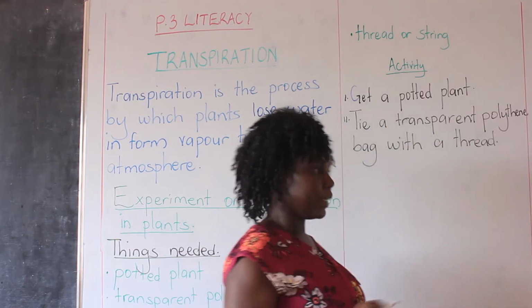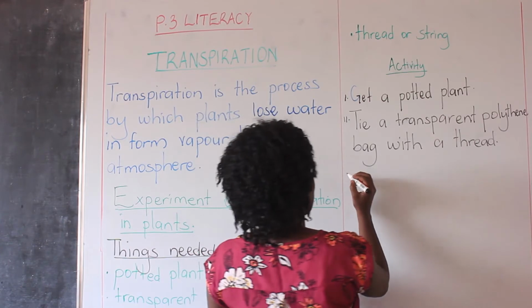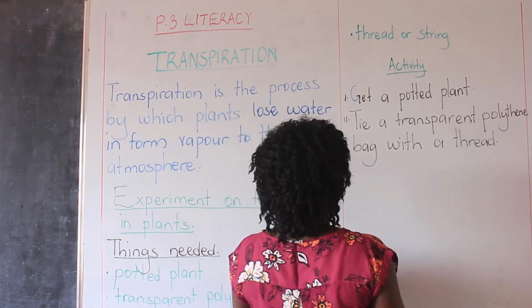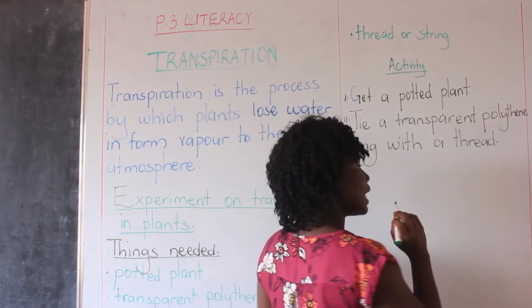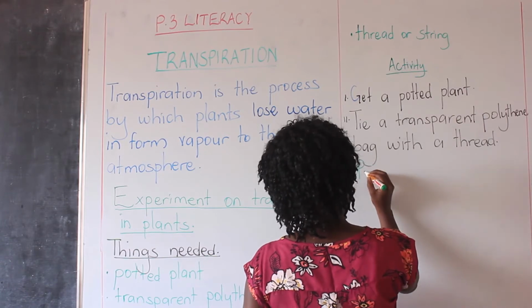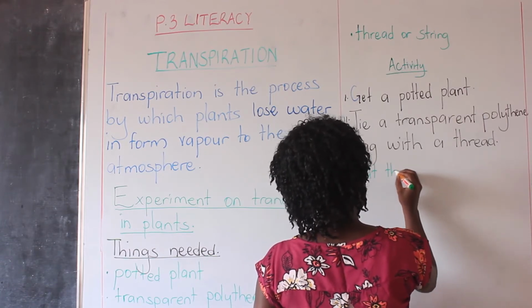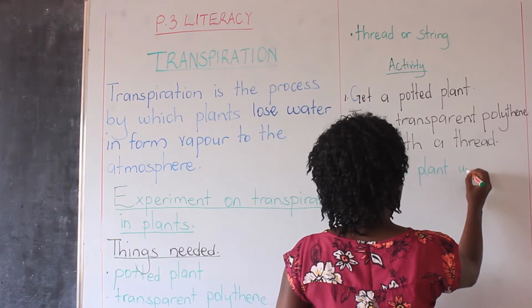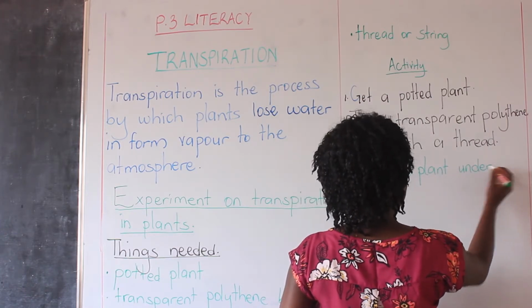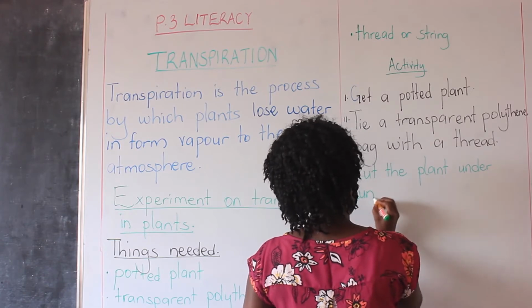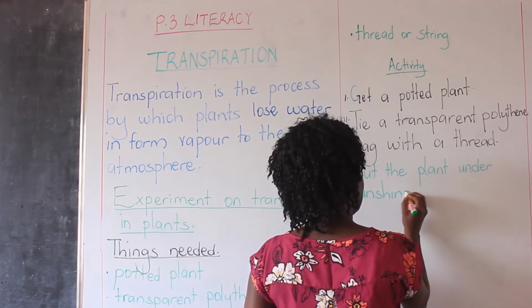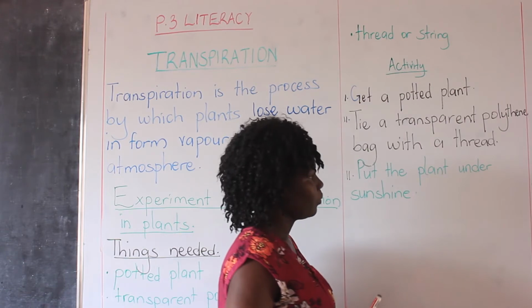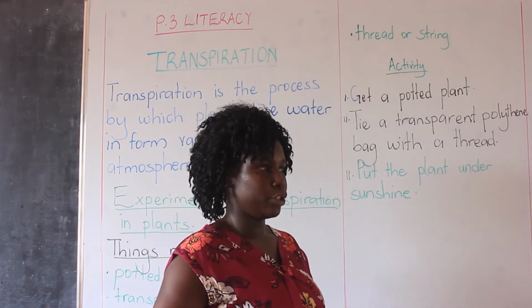As you've seen my plant here. Then step number 3, put the plant under sunshine. So those are steps you're going to follow.